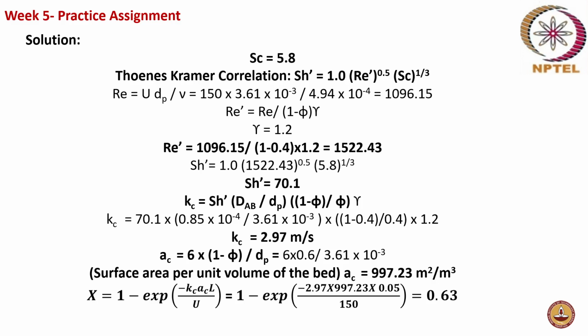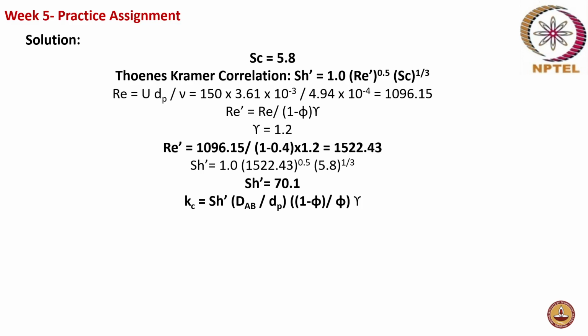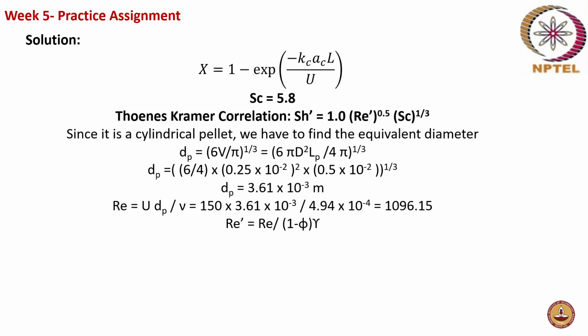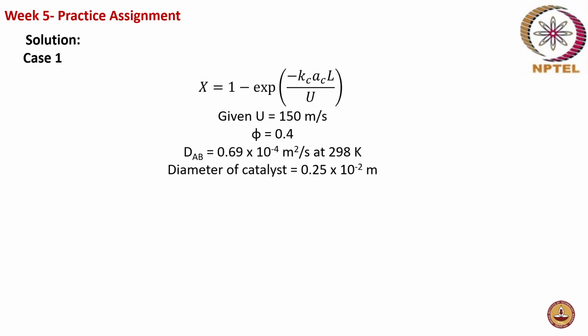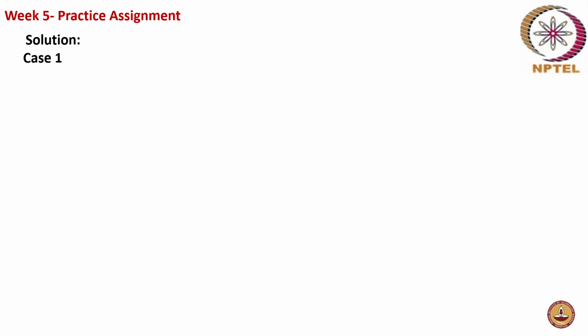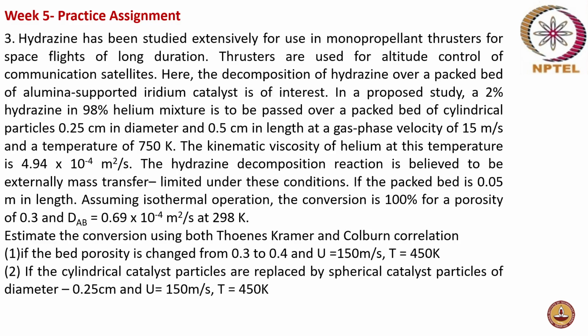So what can you observe from this? There is a 10 times increase in the superficial velocity compared to what was given initially. Initially it was 15 meter per second, now it is 10 times, so 150. So obviously one would think there must be a significant increase in your reaction rate and subsequently your conversion. But it didn't really result in that, because there are more factors.